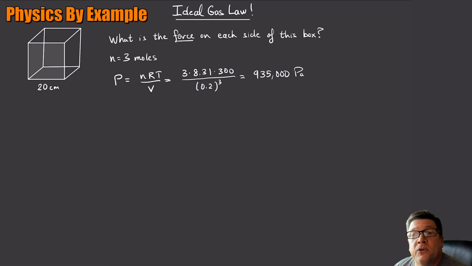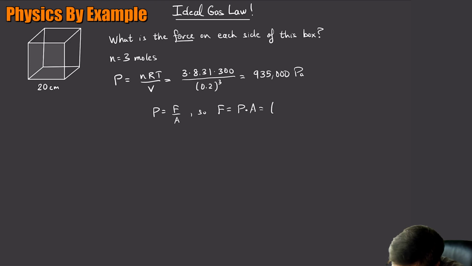So what's the force on each of these sides of the box? Remember, pressure is a force per unit area. So the force on a side of the box is just the pressure times the area. So we back this out a little bit: it's 935,000 times the area of one side of the box, which is 0.2 squared.